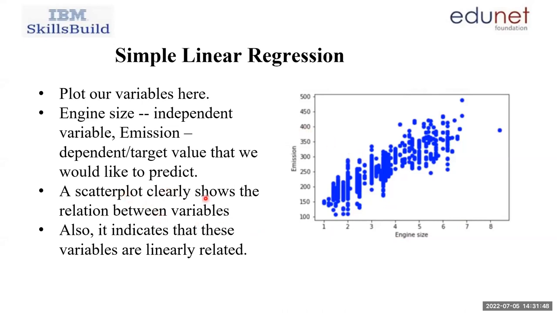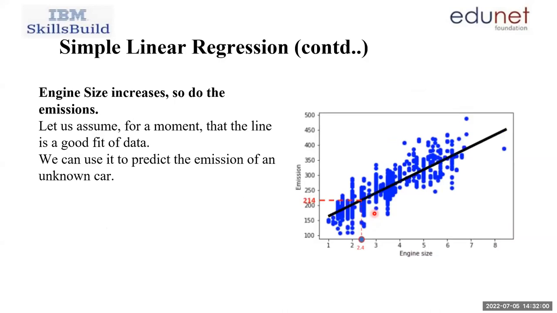From this scatter plot, we can analyze the characteristics of data points and the relation between engine size and emission. So from this, we are going to find out the y-intercept and slope value. So as engine size increases, so do the emissions.